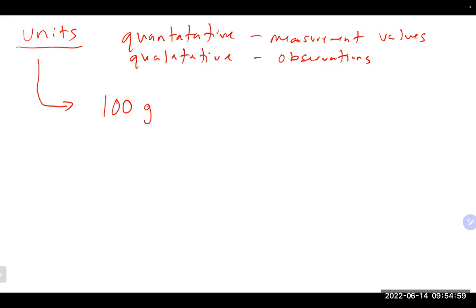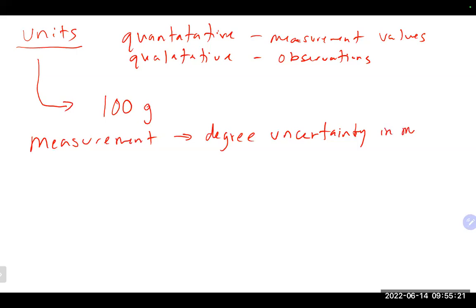Now, when we take measurements, there's always some degree of uncertainty associated with a measurement. So whenever we take a measurement, there's always a degree of uncertainty in the measurement. And the degree of uncertainty does depend on the equipment that you're using. Different pieces of equipment will give you different degrees of uncertainty.